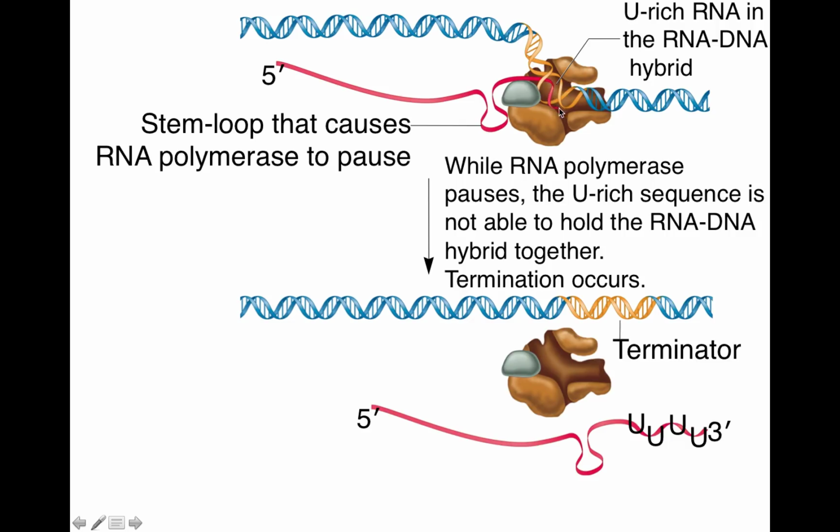And the sequence of nucleotides here is U-rich. It's U-rich in the DNA-RNA hybrid right here. And remember that U is only going to have 2 hydrogen bonds with A, so it's a weak bond. While the RNA polymerase pauses, the U-rich sequence is not able to hold the RNA-DNA hybrid together because the bonding is too weak. And termination occurs and everything falls apart. So rho-independent termination also forms a stem loop, but it also has this U-rich region here. What it does not have is that rho factor.